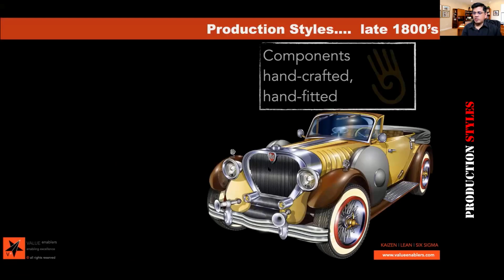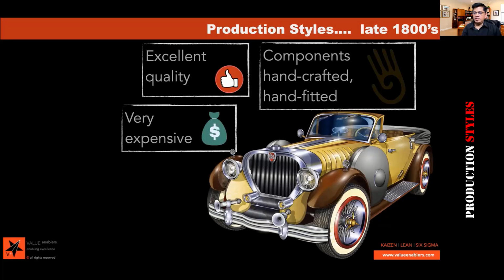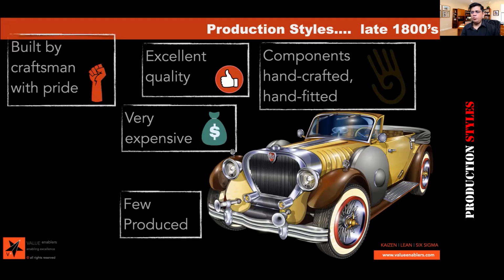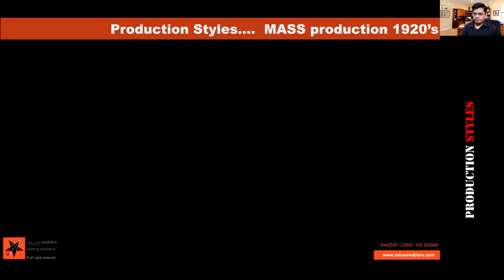And then we saw the production style where this is a fantastic car. Components were handcrafted, hand fitted. These were made of excellent quality, but this is very expensive, and they were able to produce only a few. Of course, this was built with pride, and cars were built with workers walking around.